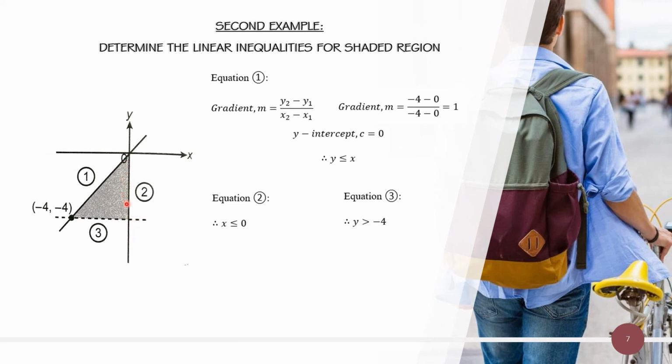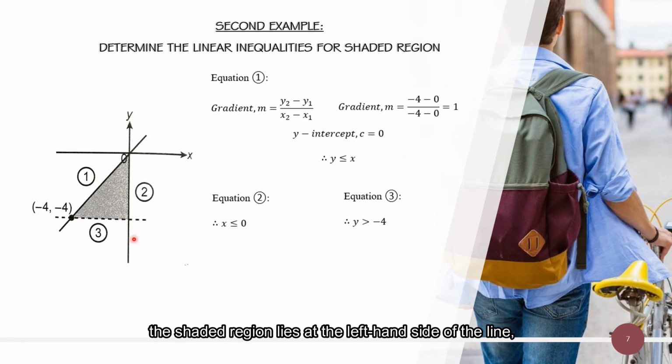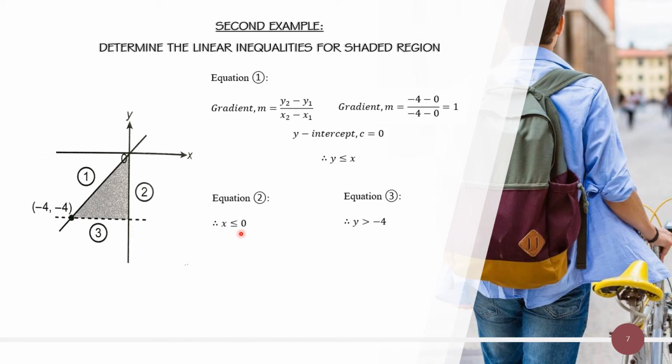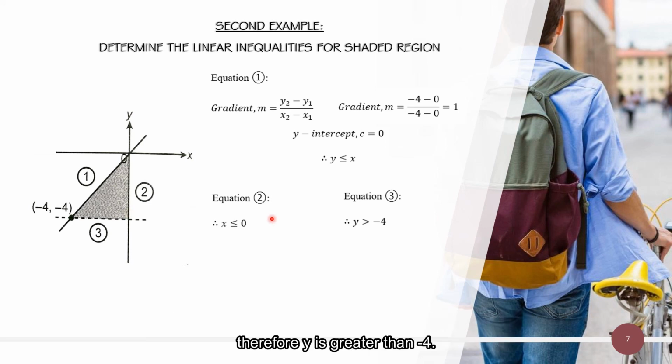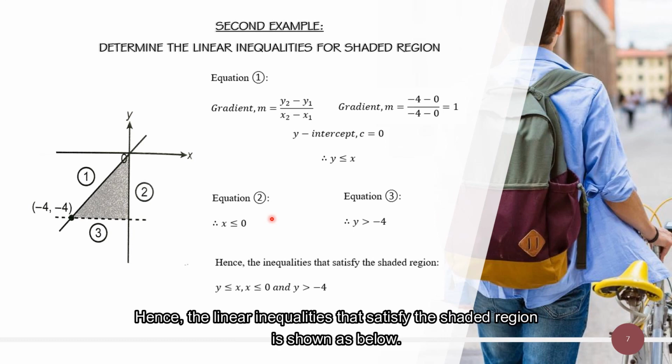x-axis, the shaded region lies at the left-hand side of the line. Therefore, x is less than or equals to 0. For the third equation, since the line is a dashed line perpendicular to the y-axis and the shaded region lies above the line, therefore y is greater than -4. Hence, the linear inequalities that satisfy the shaded region is shown as below.